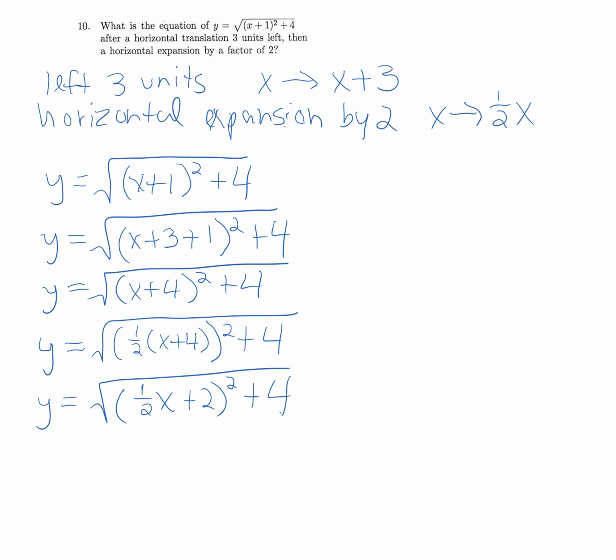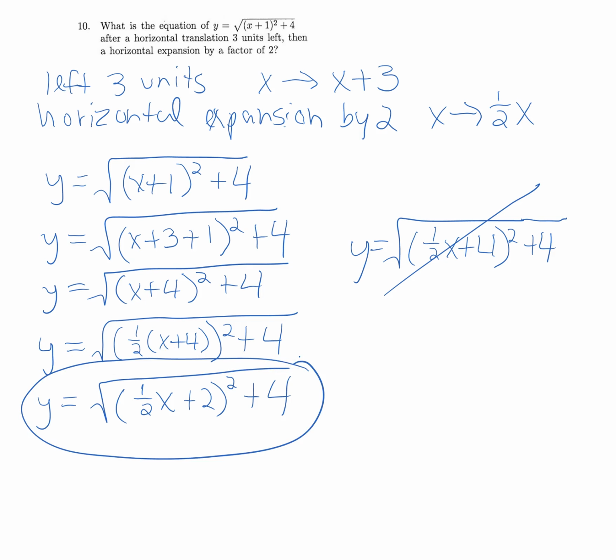If they were asking for horizontal expansion around the y-axis, this would actually change where we translated our function to, and that would be just applying the 1/2 to the x by itself. So that would give us y equals the square root of (1/2 x plus 4) squared plus 4, like that. So this isn't what the question was asking. This is our right answer, but it's important to understand the difference.